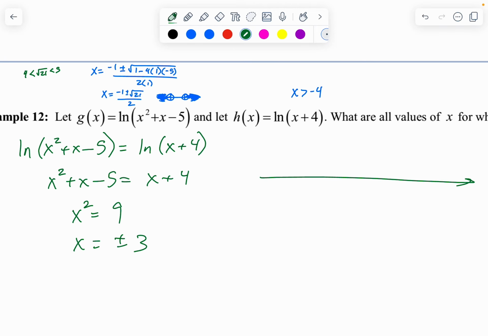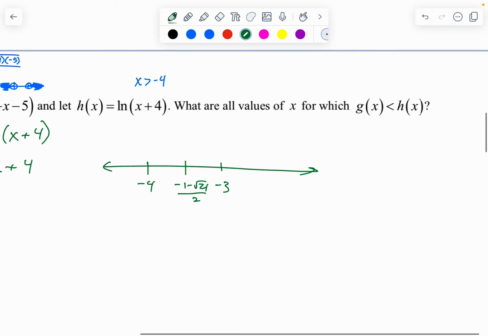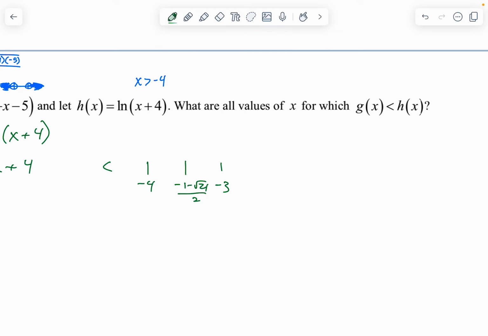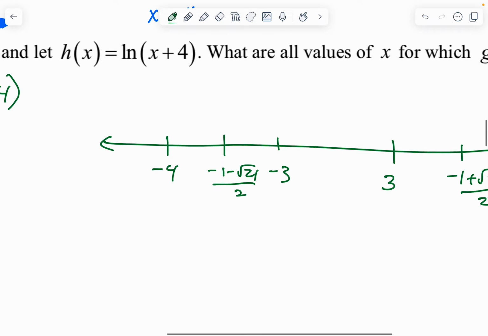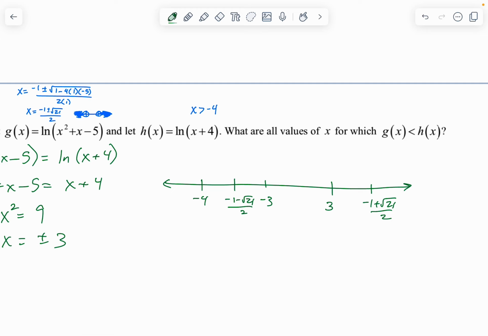On my number line, I have a -4, I have a -1 minus root 21 over 2, and then I have a -3. Oh, and I'm making them all solid lines for no good reason. I need a longer number line. Trying again. There we go. And then somewhere over here I have a +3, and then I have the -1 plus root 21 over 2. And I know that anything less than -4 is no good.